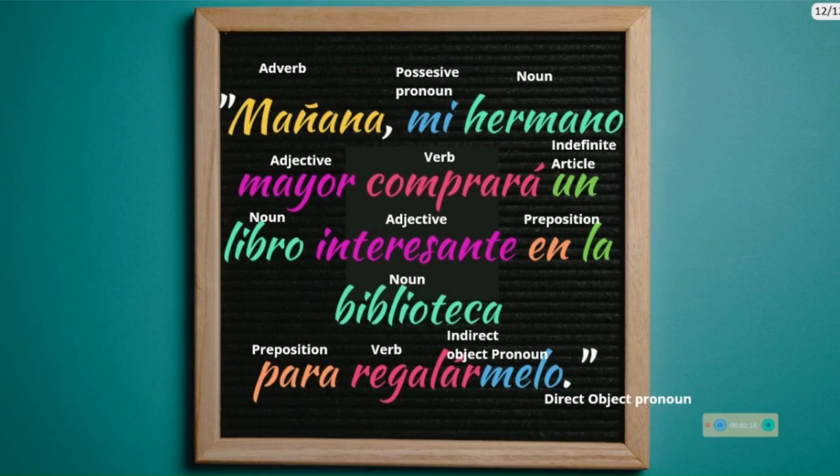Biblioteca is again a noun that represents the location where the book will be bought. Para is a preposition that introduces the purpose or recipient of the action. Regalármelo is a pronoun that combines the indirect object pronoun me, which means to me, and the direct object pronoun lo, which means it, indicating that the book will be given to the speaker.